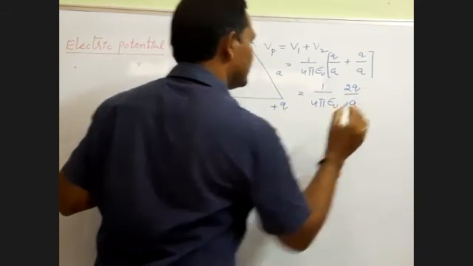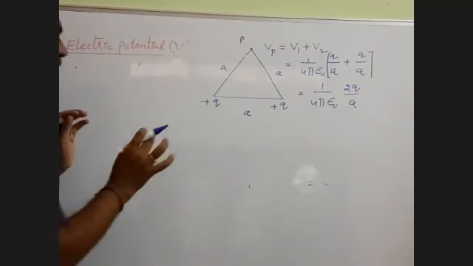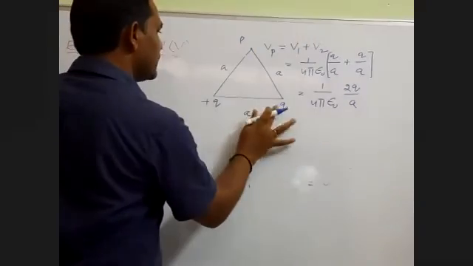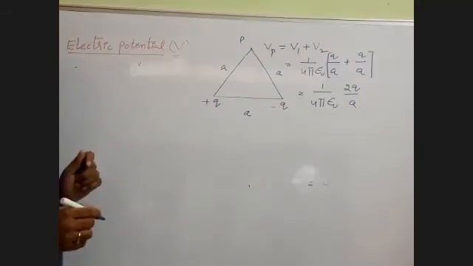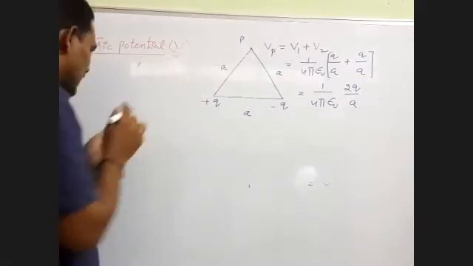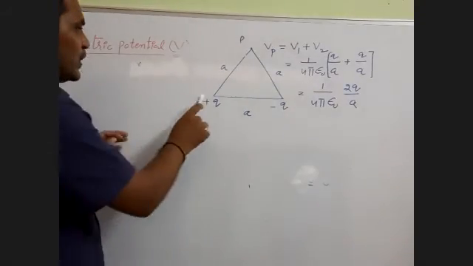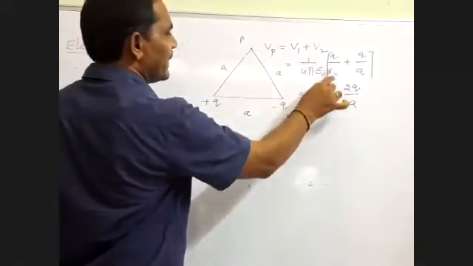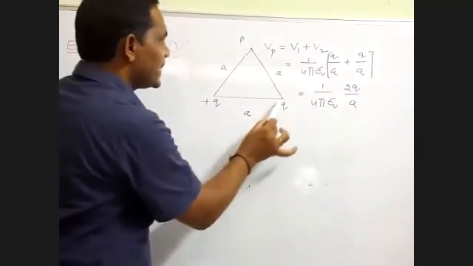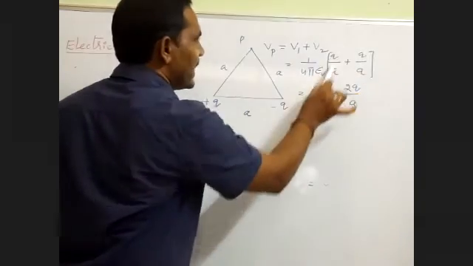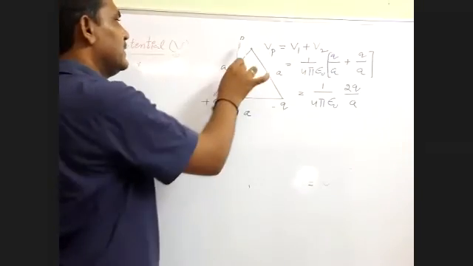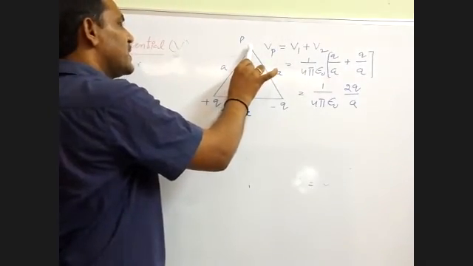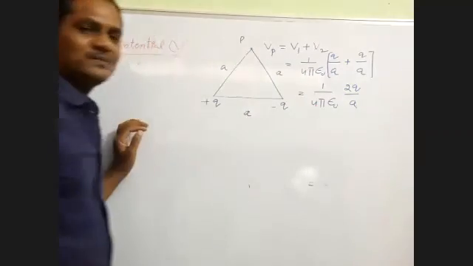Now I am changing it: this is plus q, and the other is minus q now. What is the net potential at the third corner of the equilateral triangle? Due to the plus q, you will get q by a. Due to the minus q, you will get minus q by a. They cancel, and the resultant potential at the point P becomes 0.